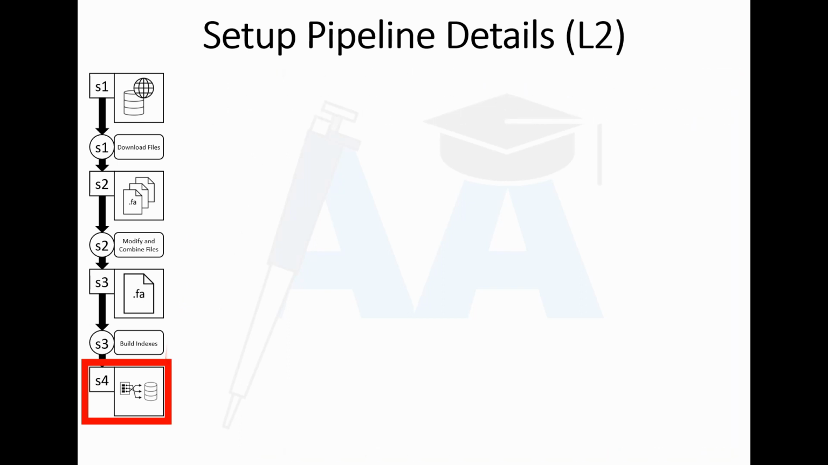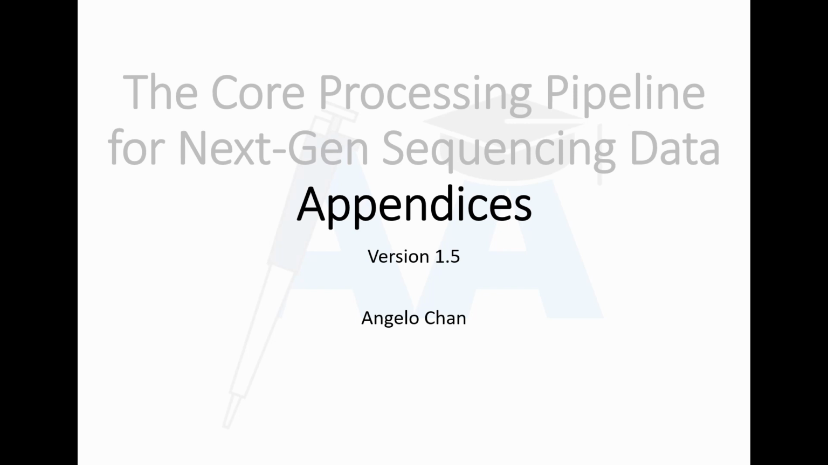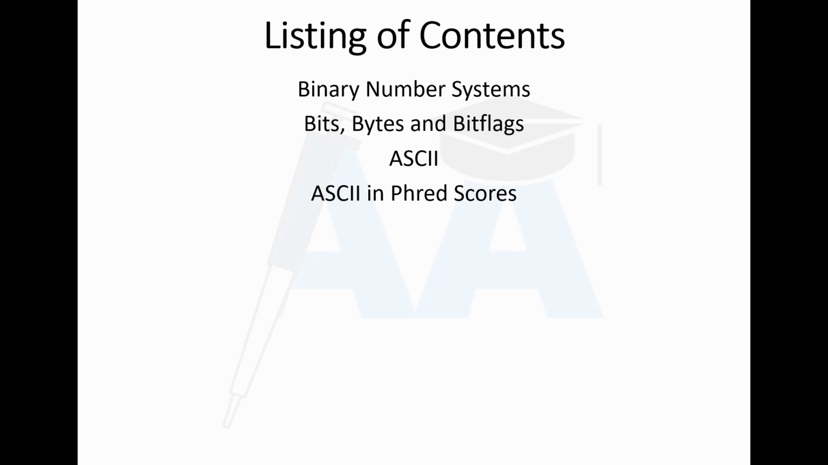And that concludes the core pipeline and all supporting pipelines. But wait, there's more. For those of you who don't have a background in computer science, I have included a brief explanation on binary numbers, how they relate to bits, bytes, and bitflags, as well as an overview of ASCII. Once you understand ASCII, the Phred score values will make a lot more sense.